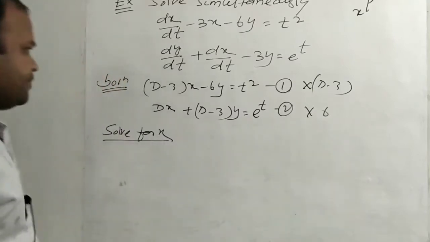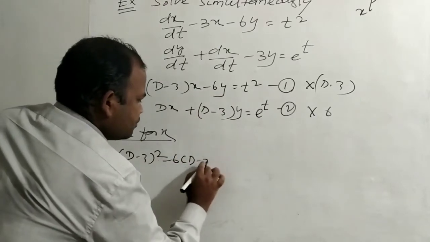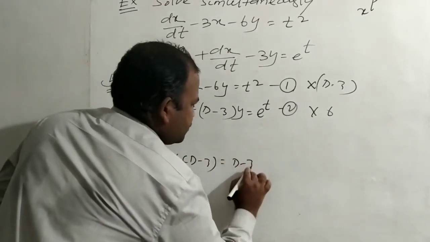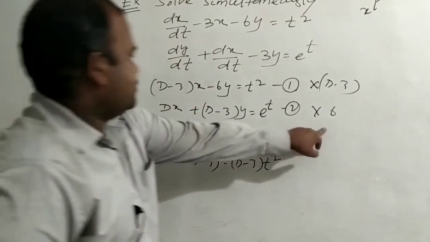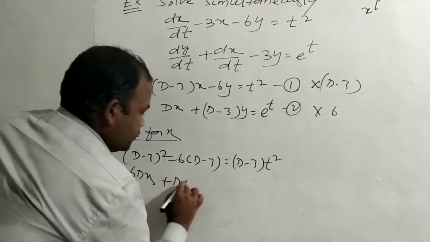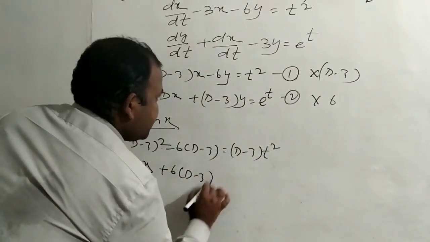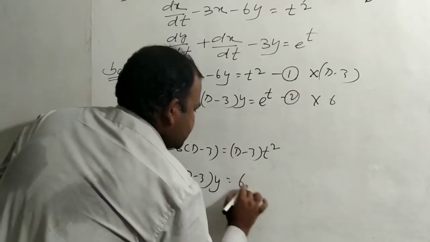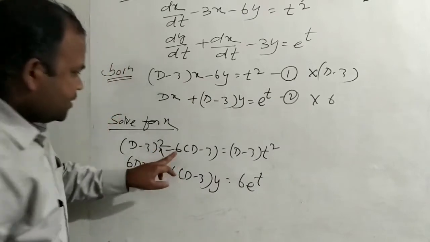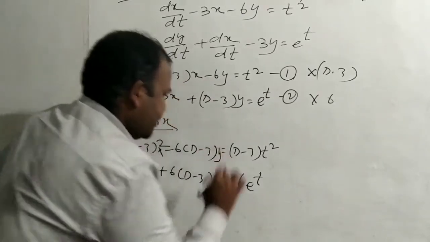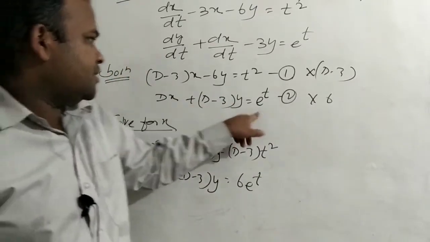So that I will write here. This is (d minus 3) whole square x minus 6(d minus 3) y equals (d minus 3) t square. And this is 6 dx plus 6(d minus 3) y equals 6 e raised to t.